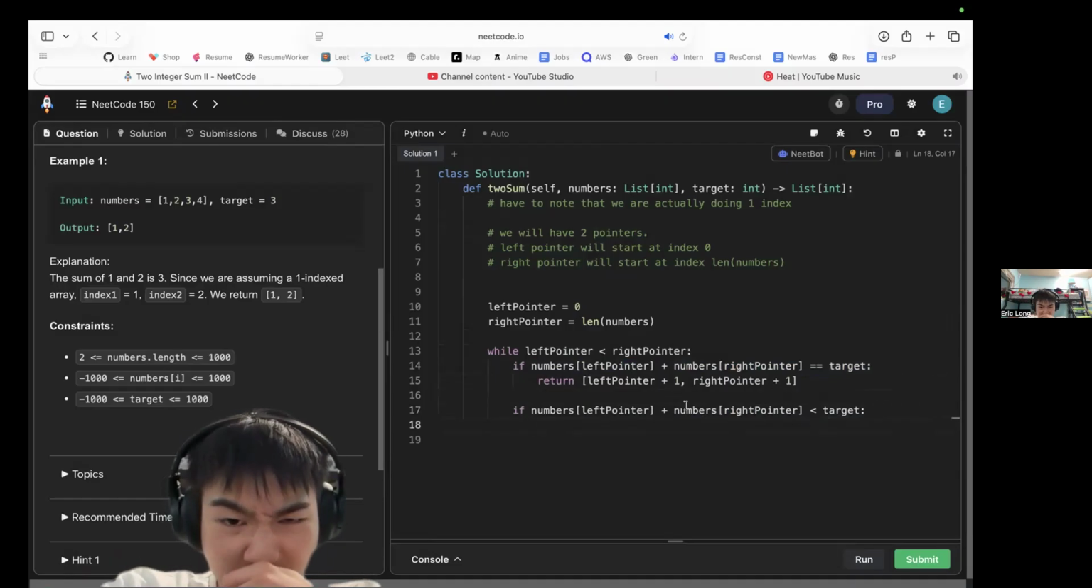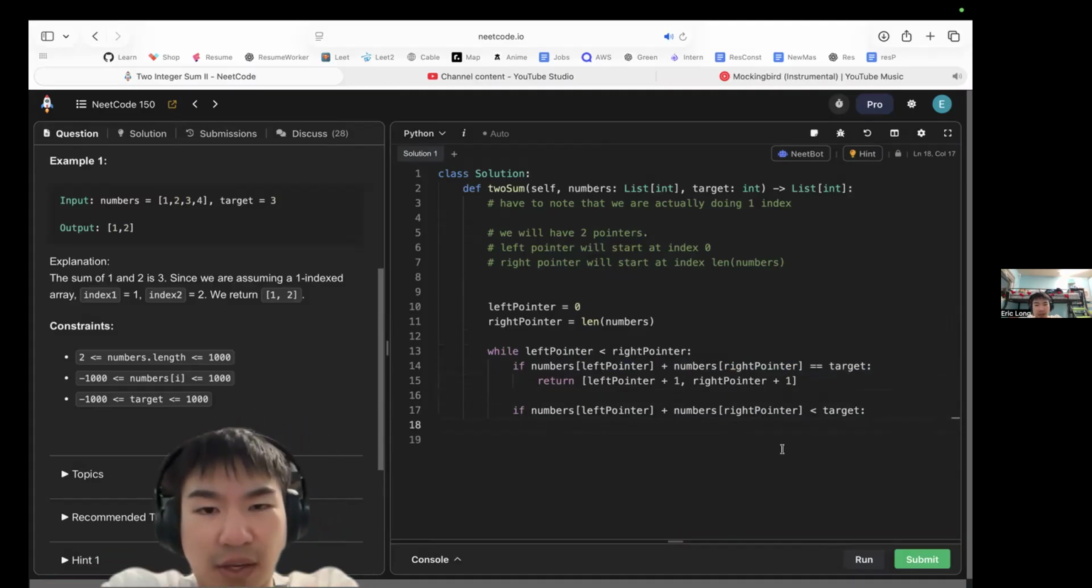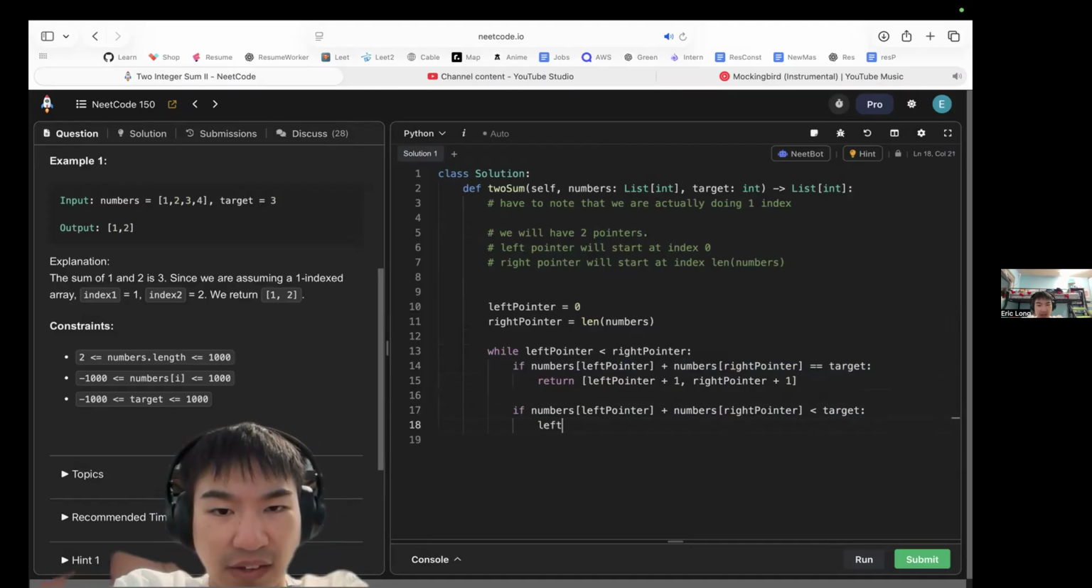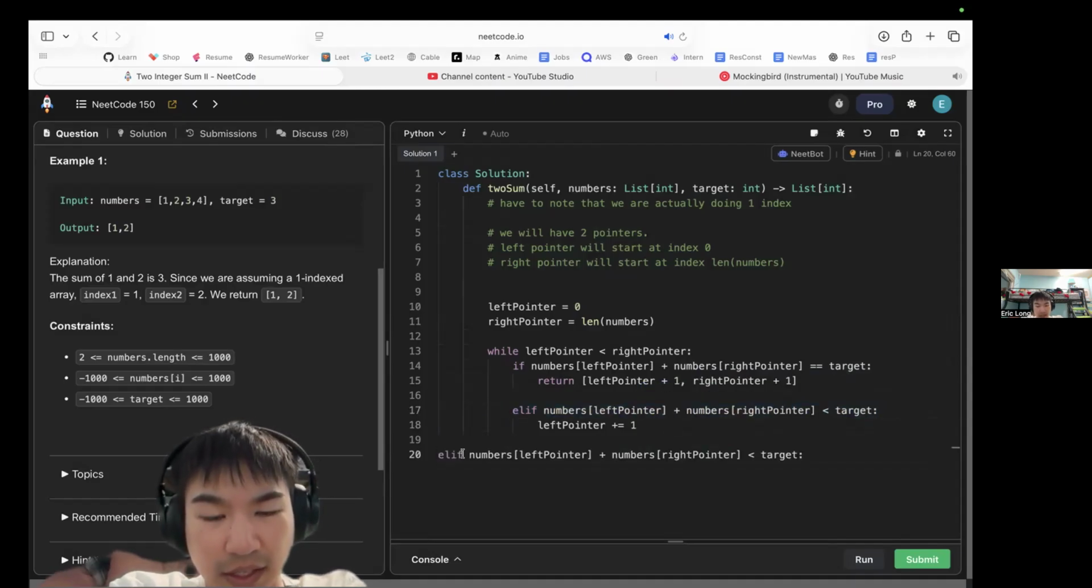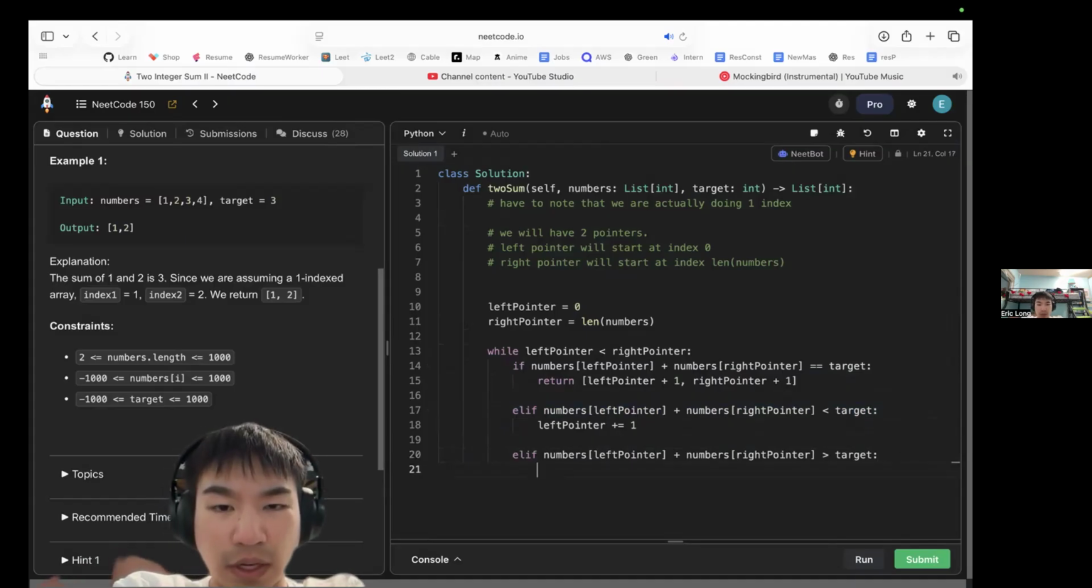That would mean that the number is not big enough to reach target. So we would have to just increase left pointer. I would say left pointer plus equals 1. Otherwise, let's make this an else if, and let's copy this same thing, but the third option that could happen is that it could be actually greater. That means our number is too big and we should shrink it, right? What can we do to shrink it? We could decrease right pointer by 1. So let's go ahead and do that. Right pointer minus equals 1.